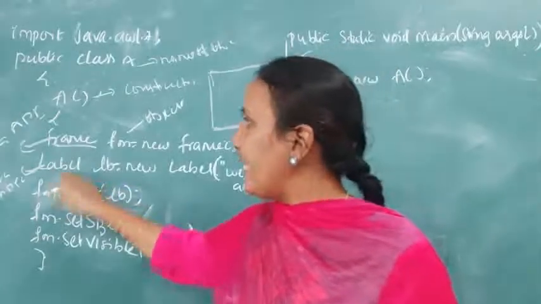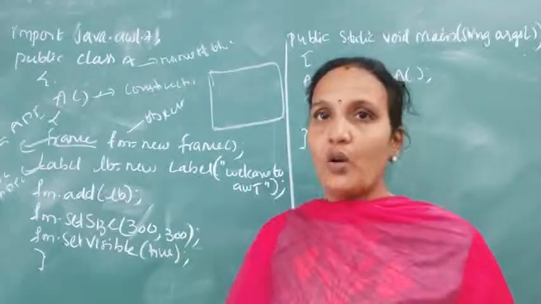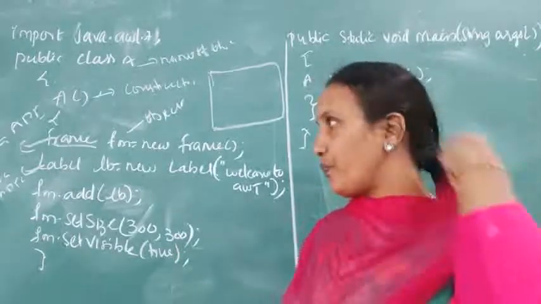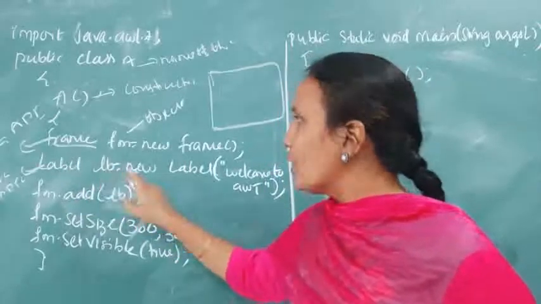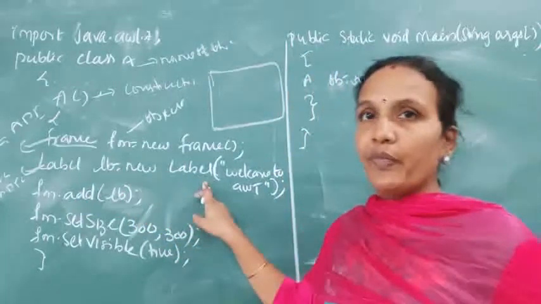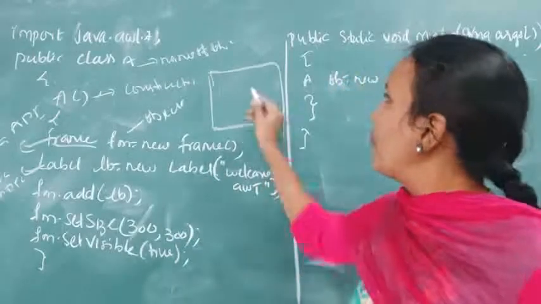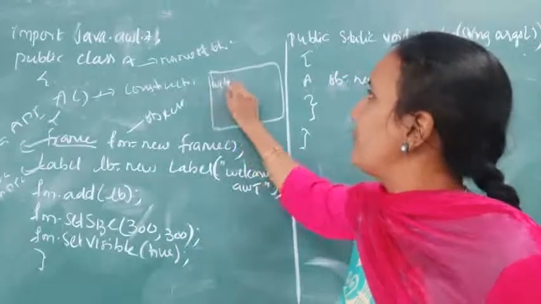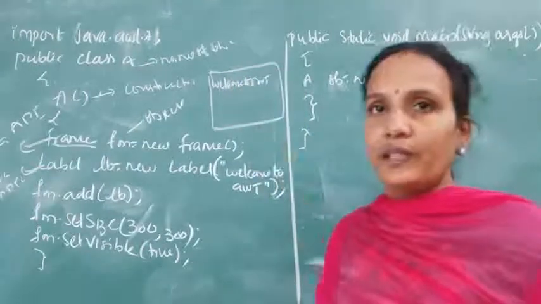Okay, see Label. What is the use of this? You can create a label. One component you can create. Label LB is an object, new Label. Okay, a label is created. What is the label here? Welcome to AWT. One label I am creating.